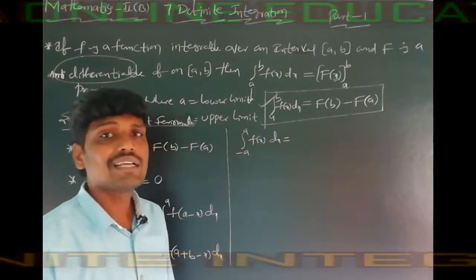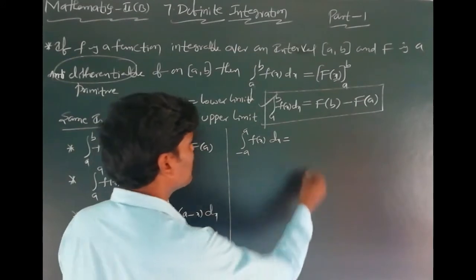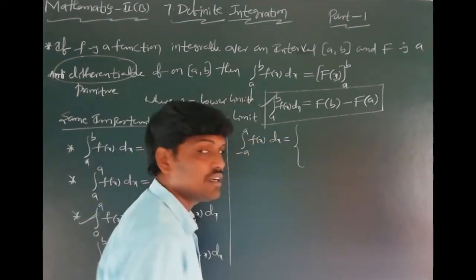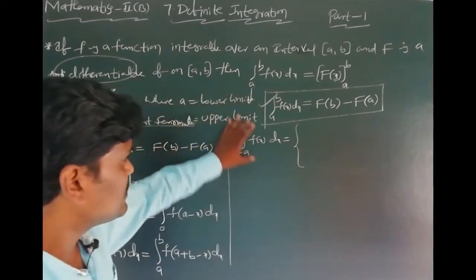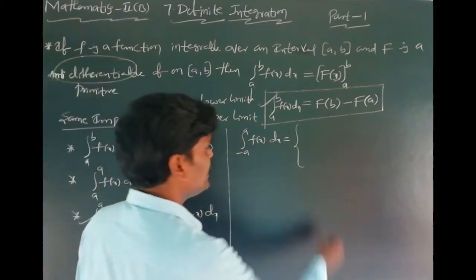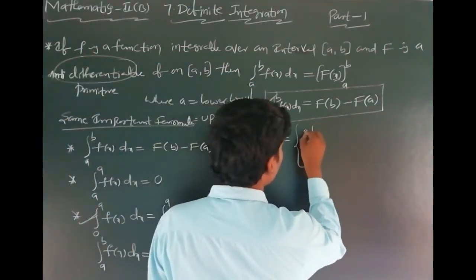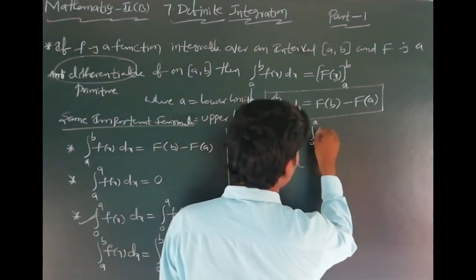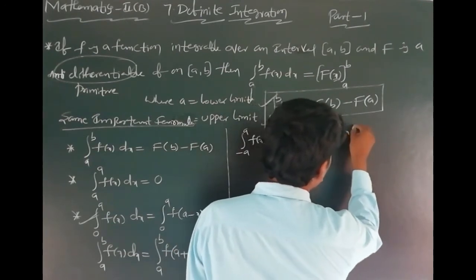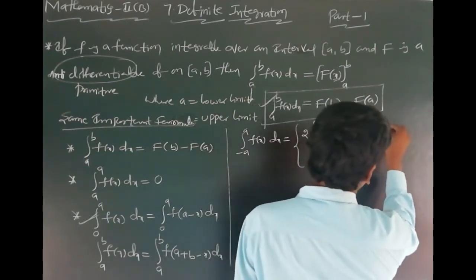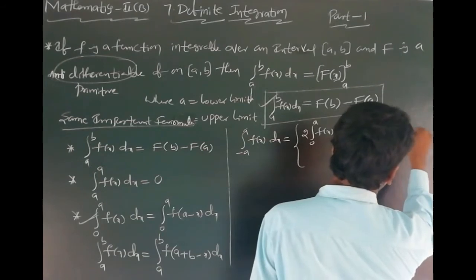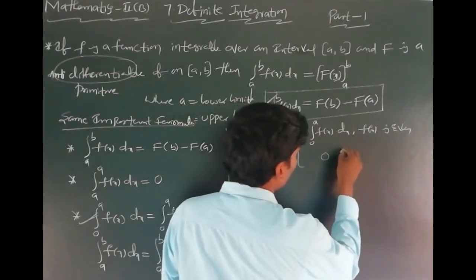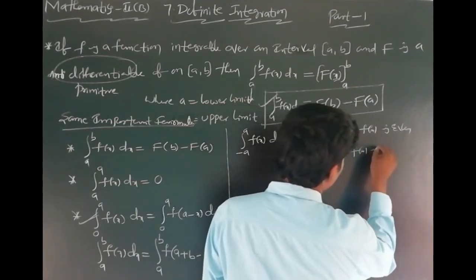Integral from minus a to a of f of x dx has two cases in this formula. One is 2 times the integral from 0 to a of f of x dx, in the case that f of x is even. The other is 0, when f of x is odd.